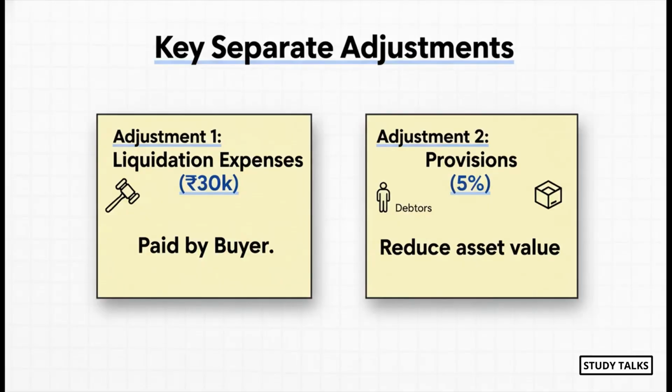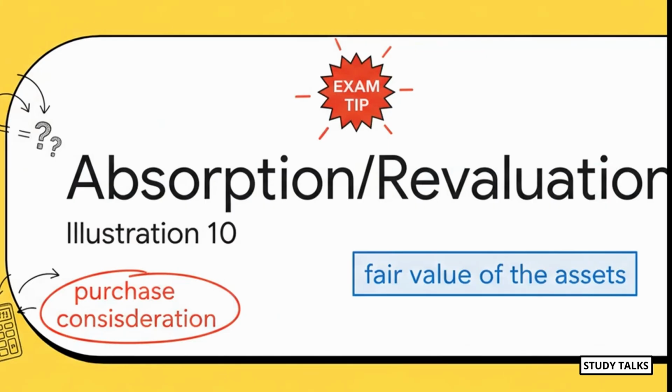And if that wasn't enough, this problem also throws in liquidation expenses paid by the buyer and new provisions on both debtors and inventory. You have to remember each of these is a separate, distinct adjustment. It really helps to have a mental checklist as you go. All right, let's keep moving.